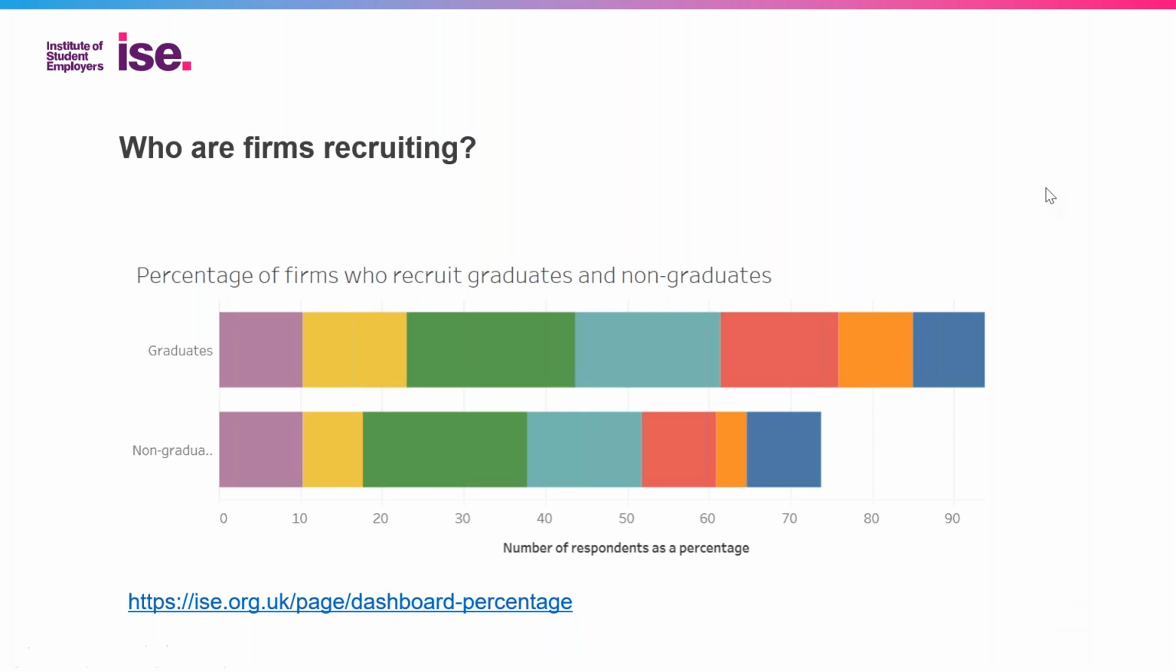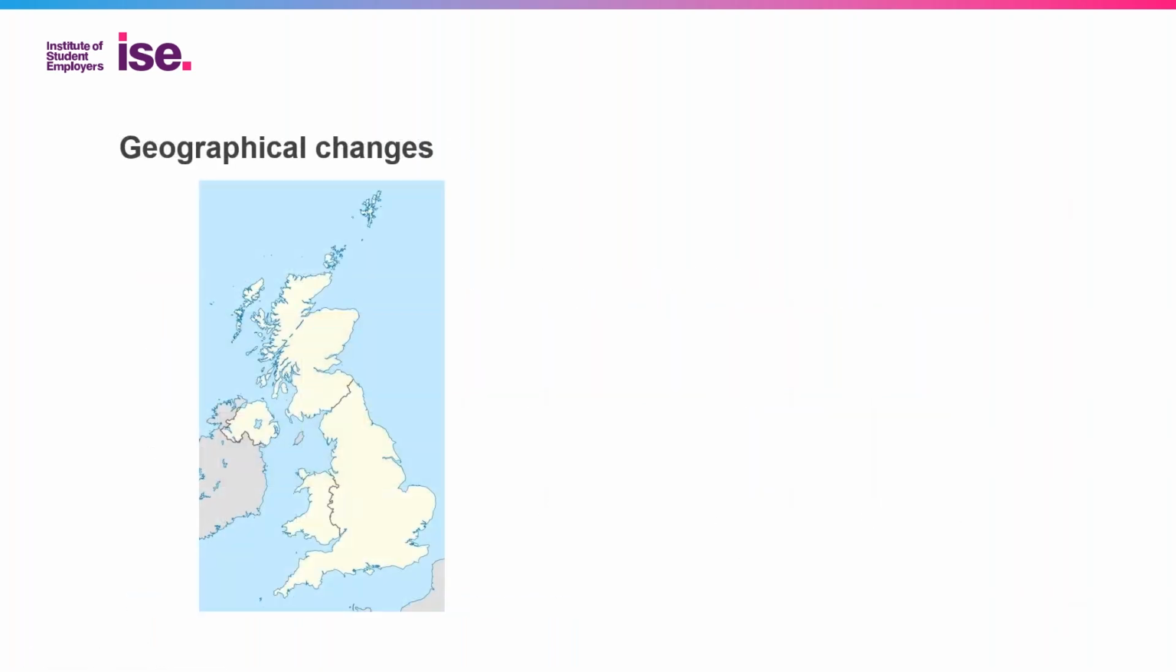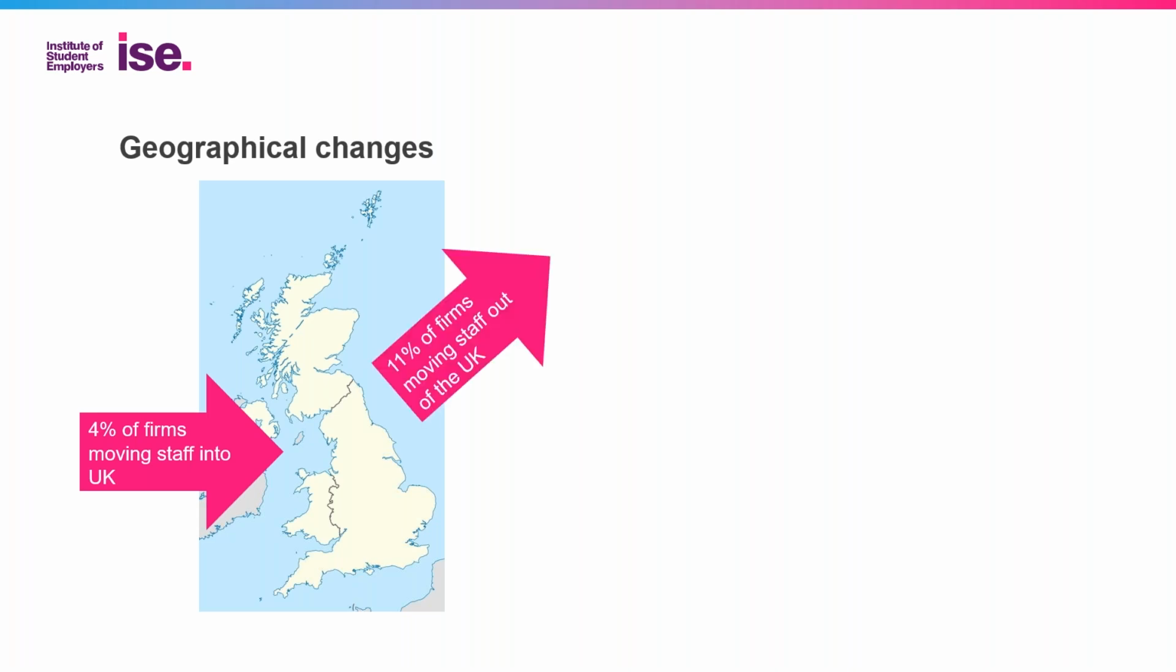If we move on, one of the things that we looked at in the research that we did just after Christmas was geographical changes. We were interested in whether people were moving staff in or out of the UK, and this was obviously particularly influenced by Brexit, which at the time seemed like a really big issue for us. Overall about 4% of firms were moving staff into the UK, but about 11% of firms were moving staff out of the UK.